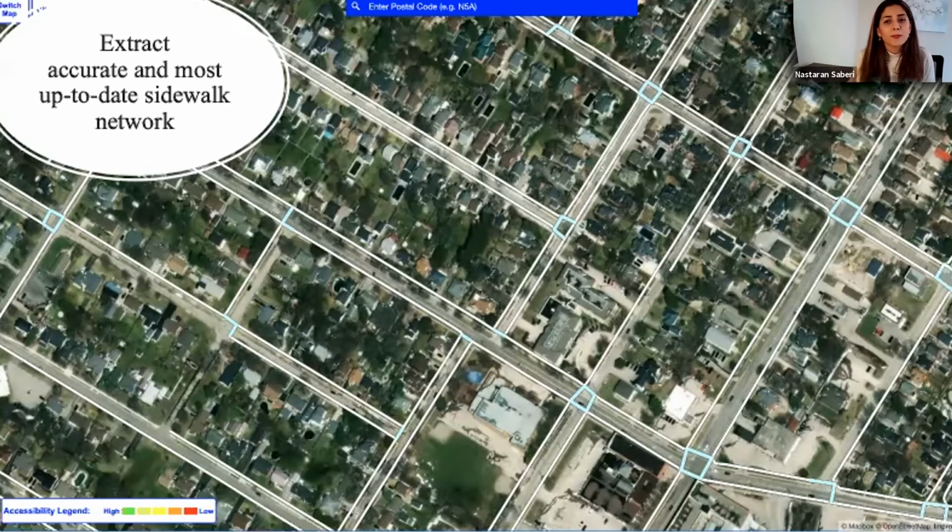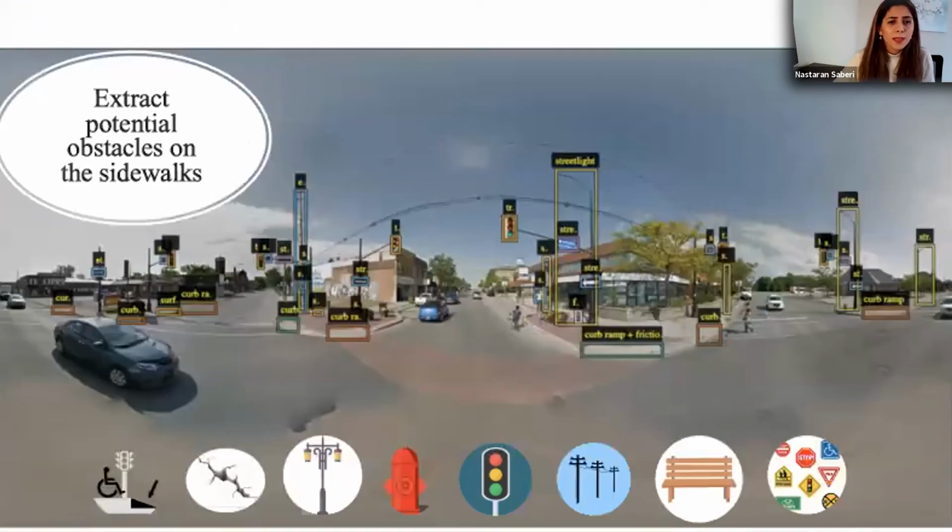And this is the very first step of our operational process. We extract accurate and most up-to-date sidewalk network using high-res satellite images. Then, using street-level data, we extract objects in the urban environment that can potentially be a barrier for a person with mobility disability. Here you can see examples of the object detection and localization.